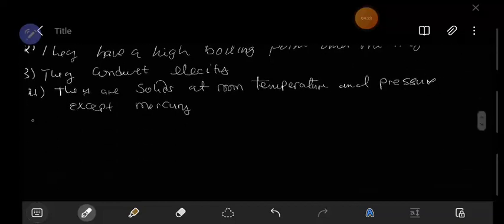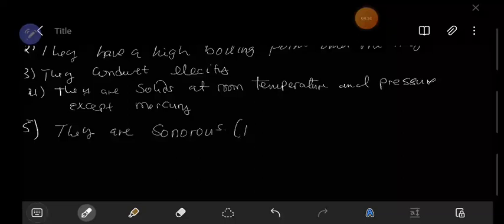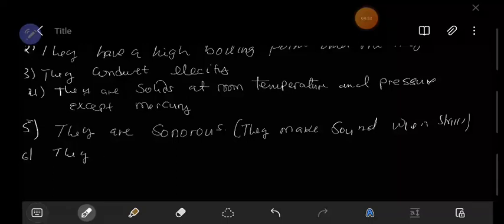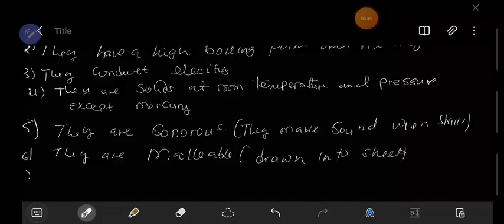What other things do we have to know about metals? They are sonorous. This means they make sound when struck. That's what we mean by sonorous. They are malleable. This means they can be drawn into sheets. Seven, they are ductile. This means they can be hammered into wires.